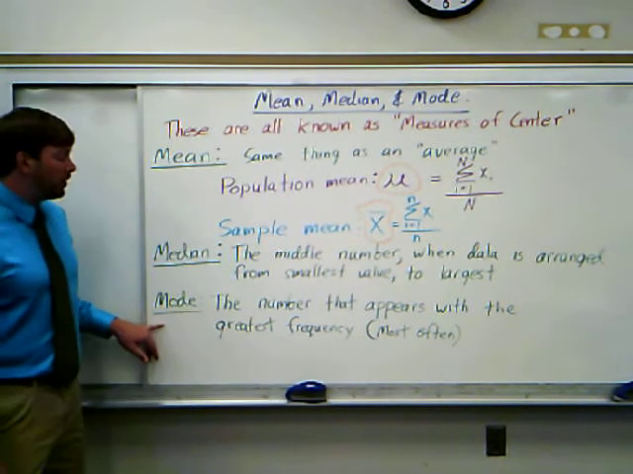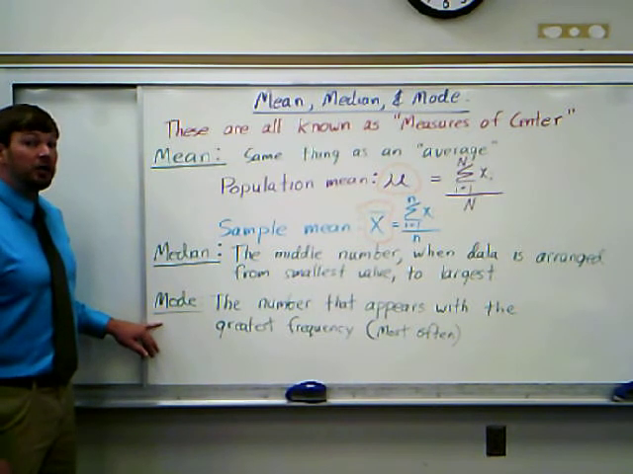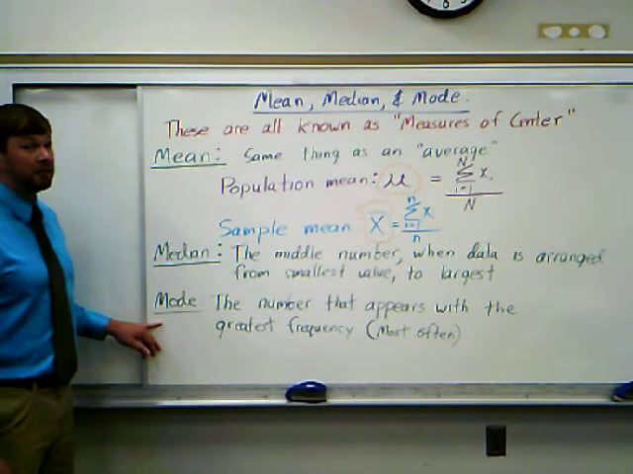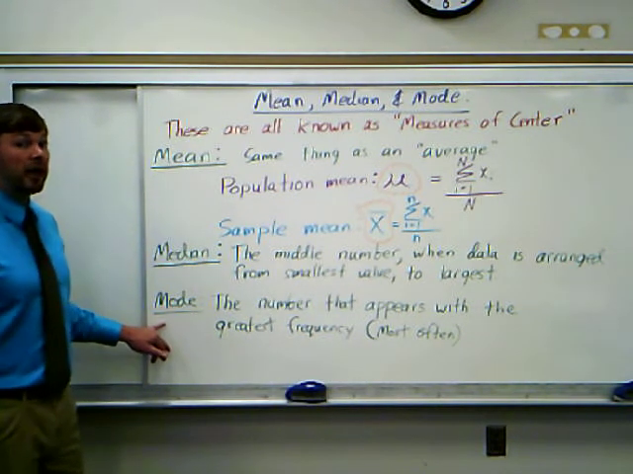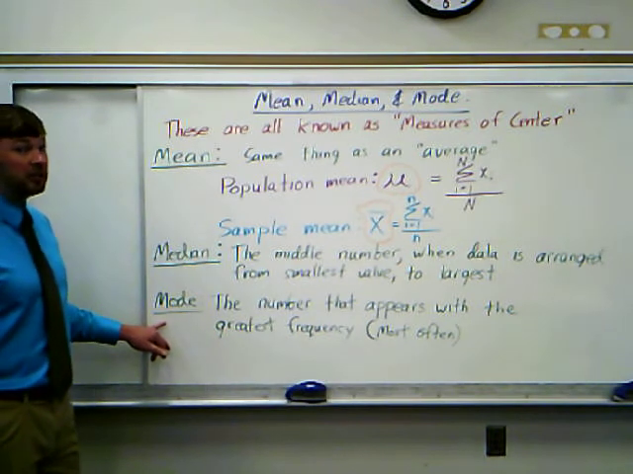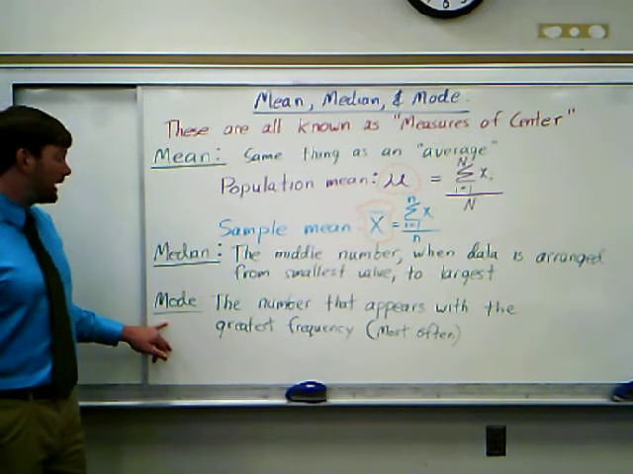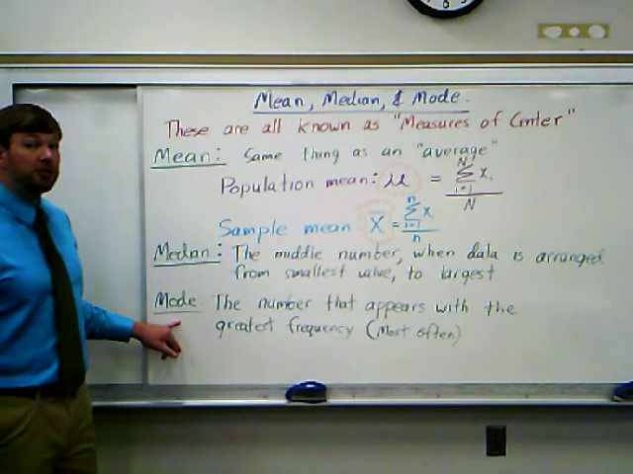Then finally, mode. Mode is just the value that appears with the greatest frequency, or the value that appears most often. A couple of issues you run into with the mode: what happens when two different values appear with the same frequency. There could be multiple modes in a data set.